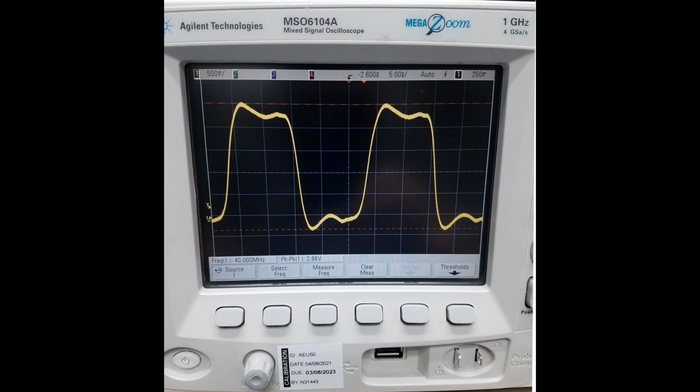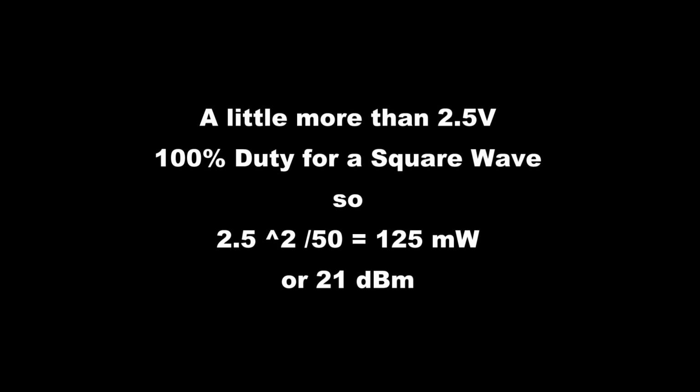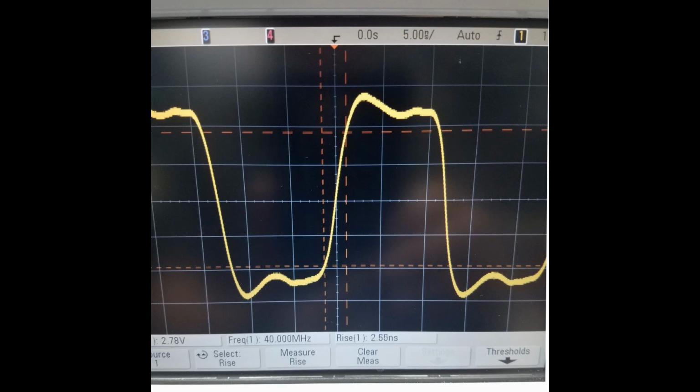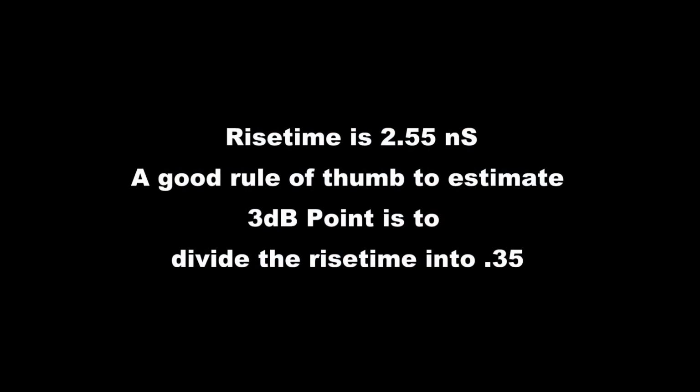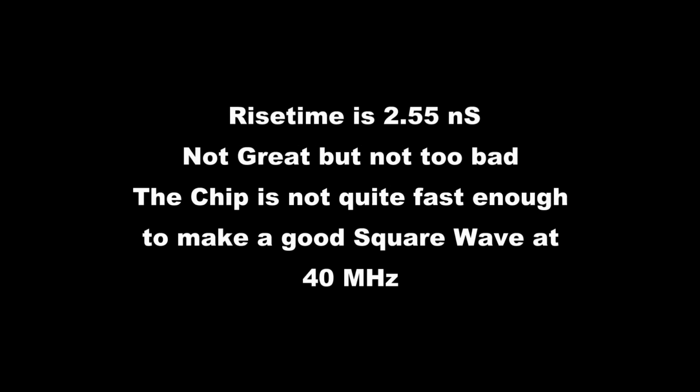As far as amplitude goes, 2.65 volts, 2.5 volts call it, that's going to give us a lot of output, and we really are going to need that 12 dB pad, that's for sure. The rise time is probably 2.5 nanoseconds. Not great, but not too bad. The chip isn't quite fast enough to give us a perfect rise time to get up to the 7th harmonic. If we use 0.35 and divide that in, we get the 3rd quite nicely, and we get the 5th probably with enough to be effective.